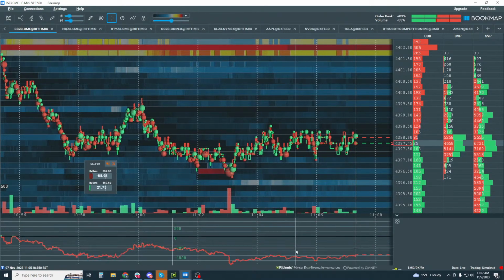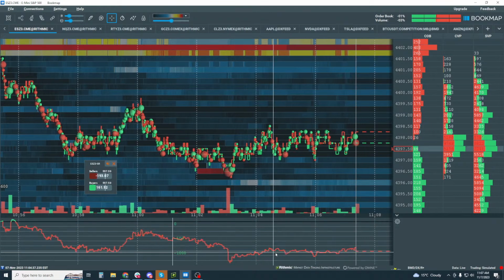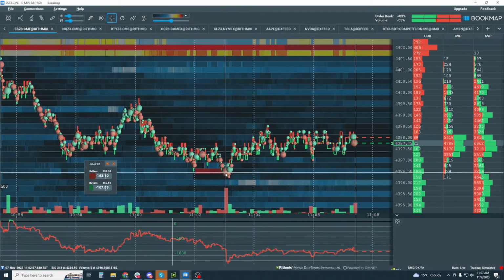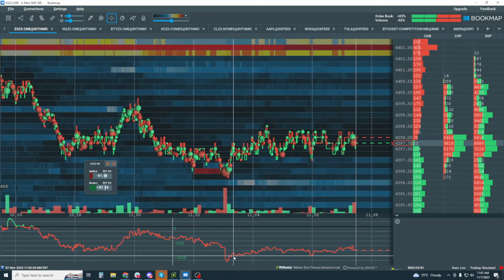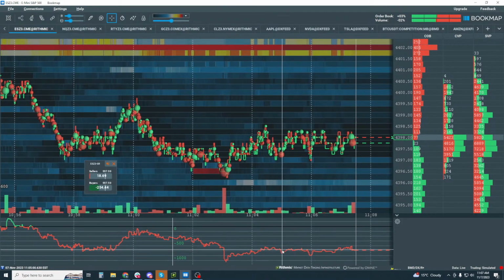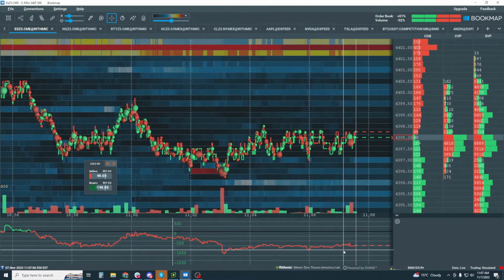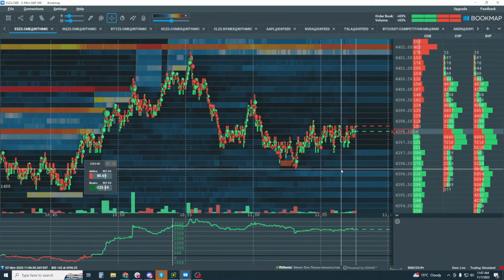So the cumulative volume delta is really not showing us much in here at all, except for this in here, which was absorbed. Yeah, I just don't see much in here at all.